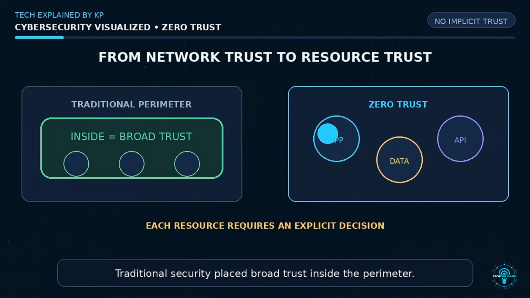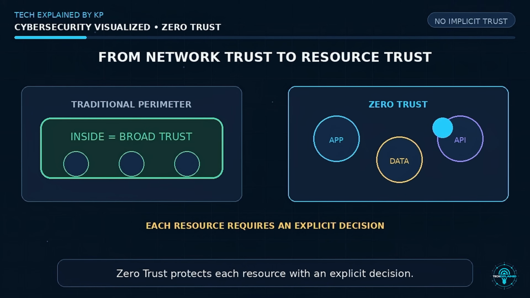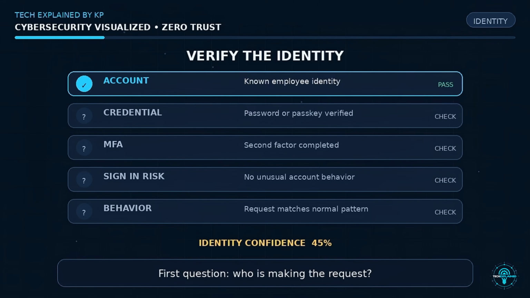Traditional security often placed a large amount of trust inside the network perimeter. Zero Trust changes the focus. Network location alone does not earn access. Every request is evaluated using the identity, device, context, requested resource, and current risk.